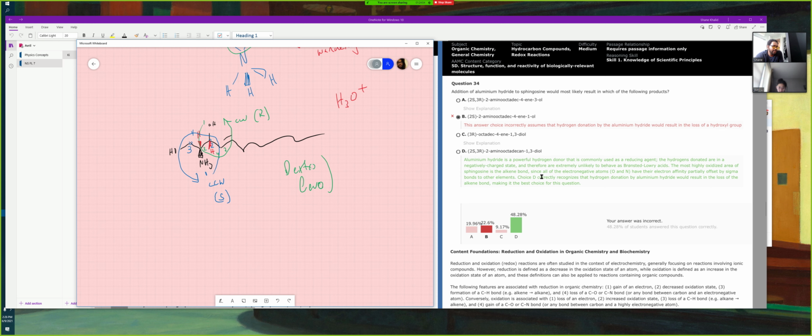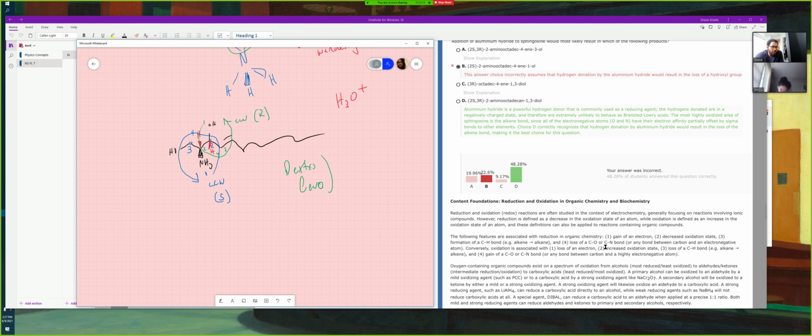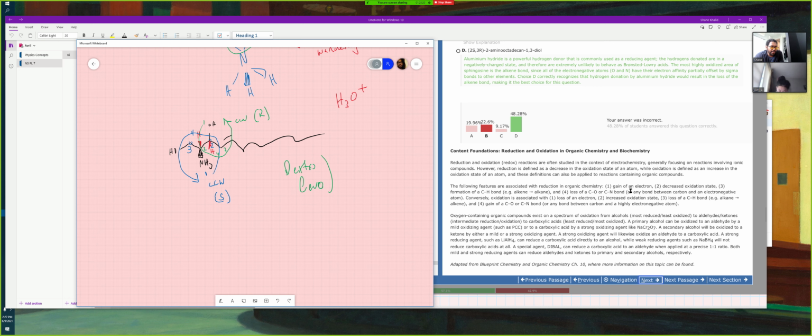Let me see what they're saying. All of the electronegative atoms, oxygen and nitrogen, have their electron affinity partially offset by sigma bonds to other elements. All right, and they give good explanations here. So, gain of an electron, decreased oxidation state, formation of a CH bond, alkene to an alkane, loss of a CO or CN. Basically the stuff that we talked about.